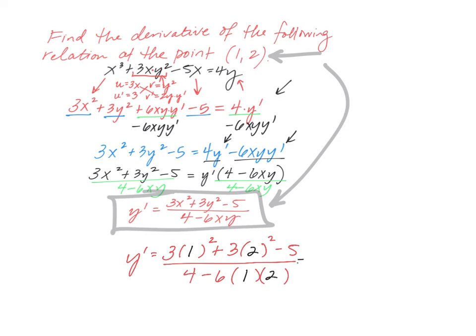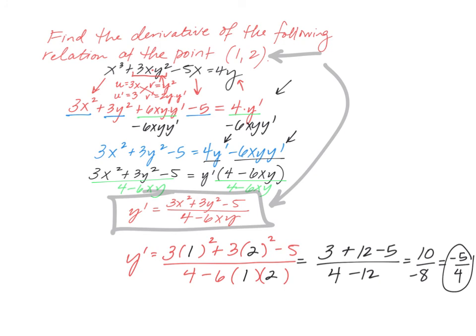And then I'm going to use my order of operations to simplify. So utilizing my order of operations, I will square both 1 and 2 before I end up multiplying by 3 in both cases. So I end up with 3 times 1, which is 3, plus 3 times 4, which is 12, minus 5 in the numerator. And in the denominator, I have 4 minus 6 times 1 times 2, which is 12. So in the numerator, I end up with 15 minus 5, which is 10. And in the denominator, 4 minus 12, which is negative 8. And I can simplify that to negative 5/4.